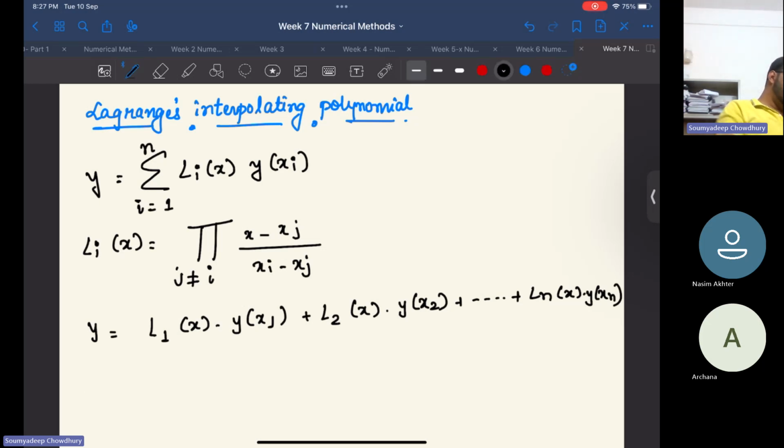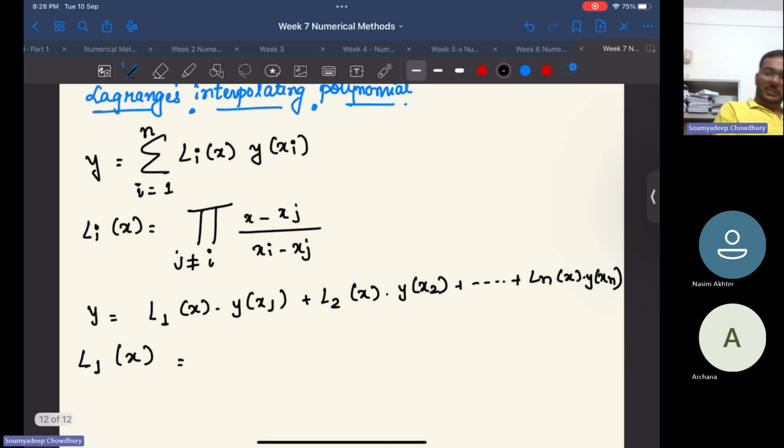So can you tell me what is L1 of x from the above formula? What is L1 of x in place of Li of x in the above equation? If I represent i equal to 1, what does it reduce to? Can anyone tell? Okay, I will write. Yes, tell me. x minus x1 upon, here j not equal to i. Okay, first one I'll write for you.